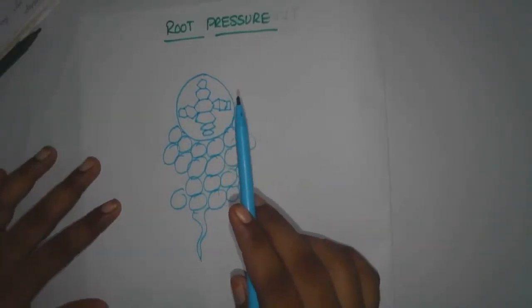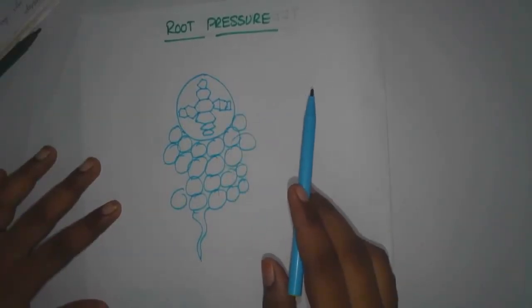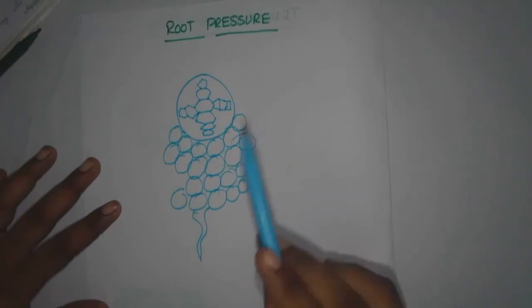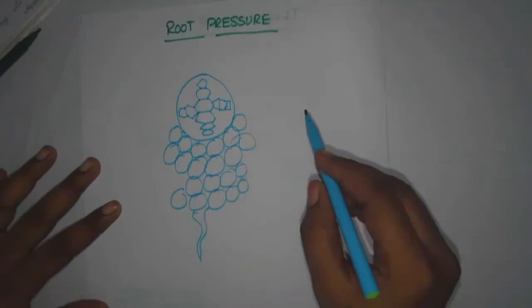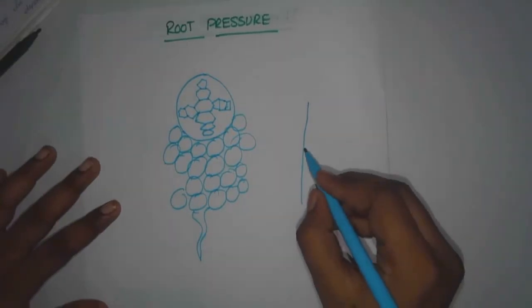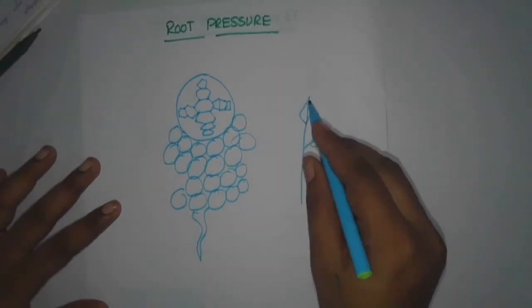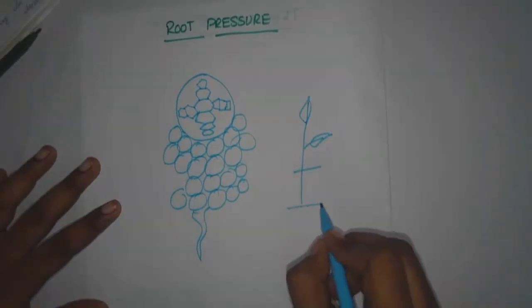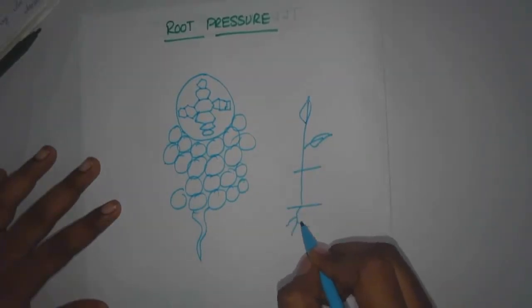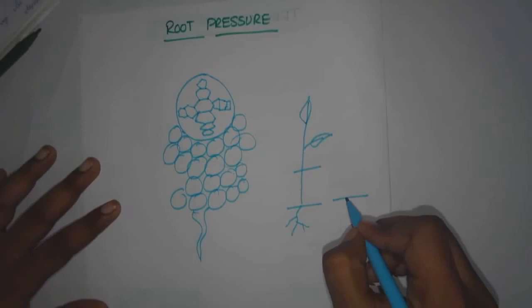And next topic we are having the root pressure. Here, root pressure means you have to take care of one plant. Just imagine this is one plant. Now we are going to cut the plant part down. Here they are having a root, right? Here they are going to cut the plant body.